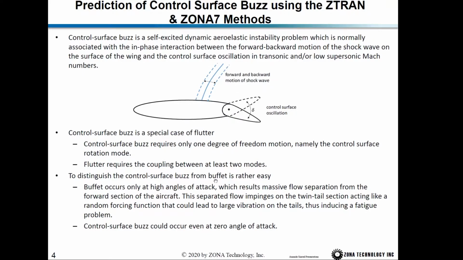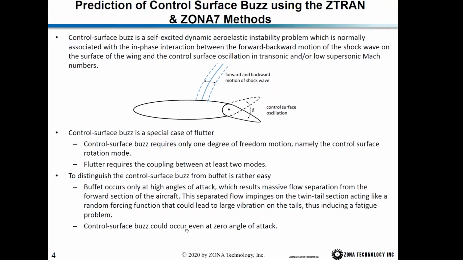Buffet is rather easy. Buffet occurs only at high angles of attack, which results in massive flow separation from the forward section of the aircraft. This separated flow impinges on the twin tail section, acting like a random forcing function that could lead to a large vibration on the tail, thus inducing a fatigue problem.